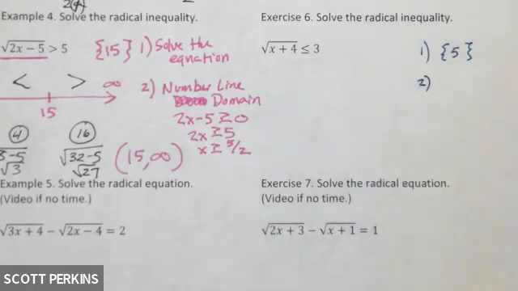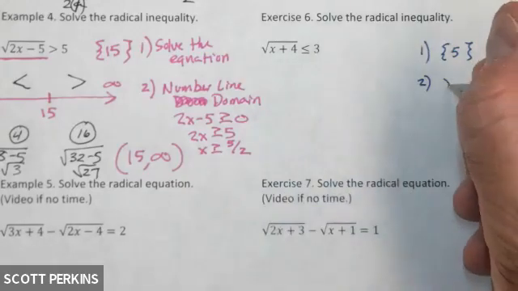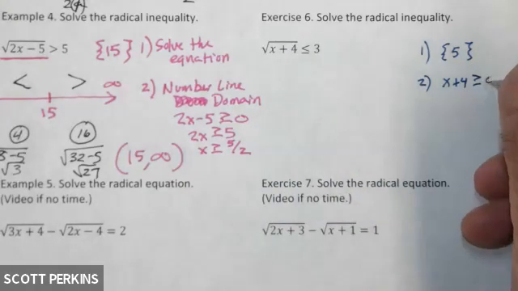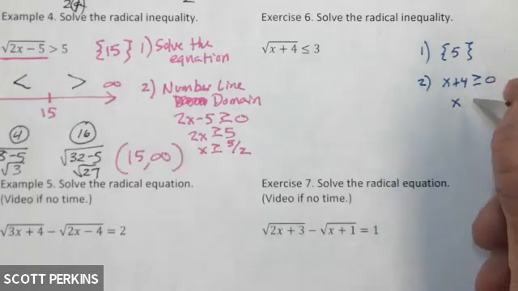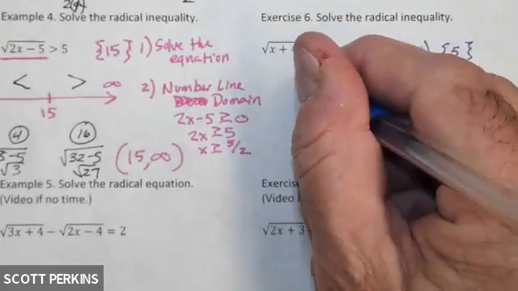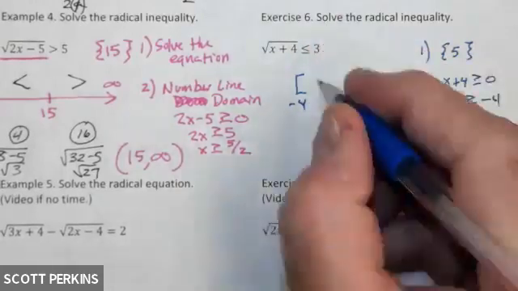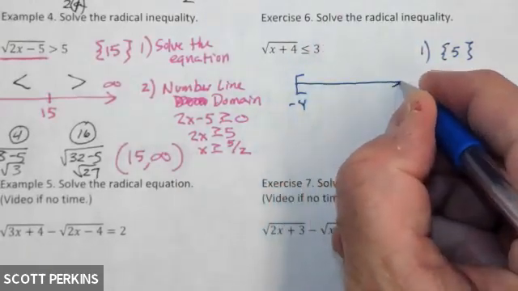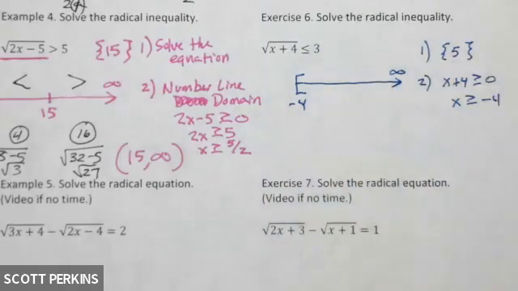Step 2, we've got to do our number line. We've got to write down what the domain is as a number line. So here we've got x plus 4 needs to be bigger than or equal to 0. So x needs to be bigger than or equal to -4. So that's my number line. I'm going to come over here. This is the -4 end, and then here's my number line. It goes off to infinity.